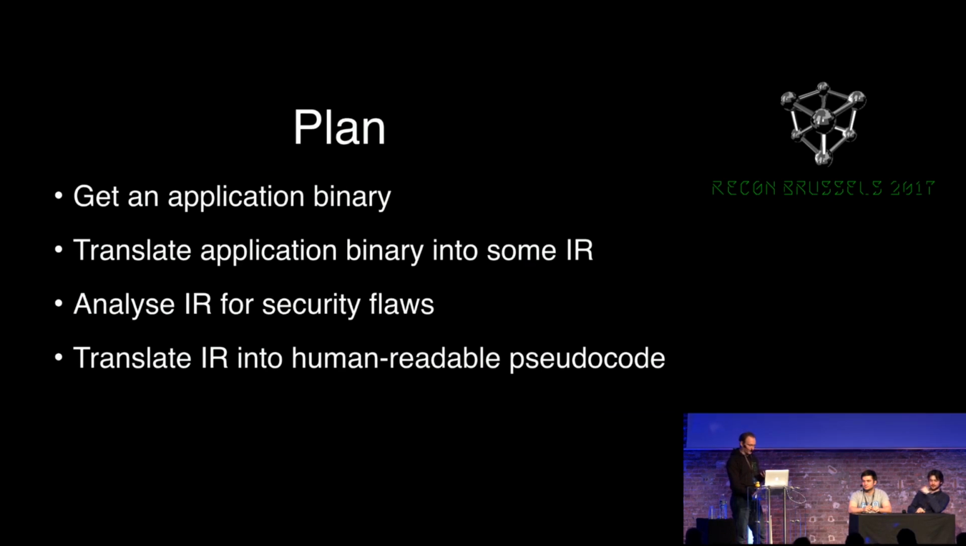So here's our plan. First, we would like to obtain an application binary. Then we'll translate this binary into some internal representation, analyze this representation for security flaws, and then translate it into human-readable pseudocode. This last step is important because we want to show each vulnerability in some human-readable context.